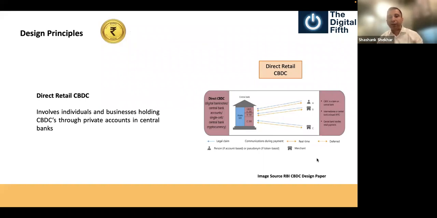In the direct retail CBDC, your money is the digital currency money which is primarily going to be held with the central bank, and any individuals or merchants are primarily transacting using that central money which is being held with the central bank, right? So that's where the direct retail CBDC concept has been laid out.